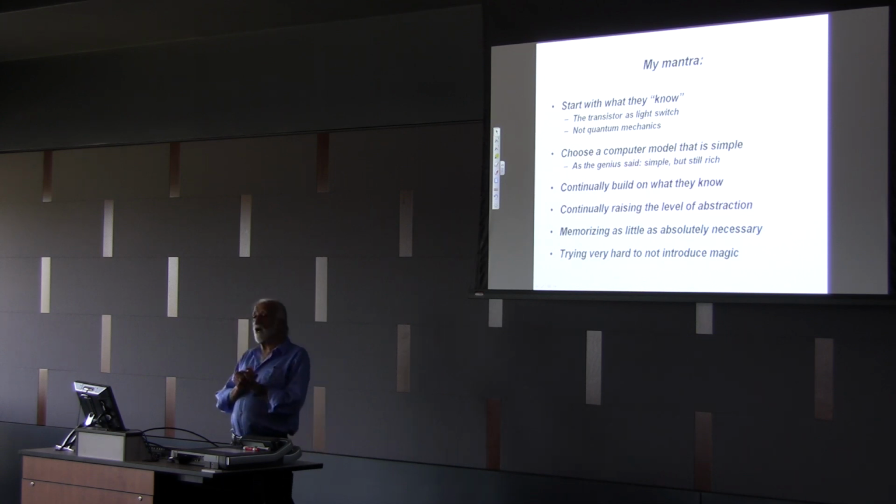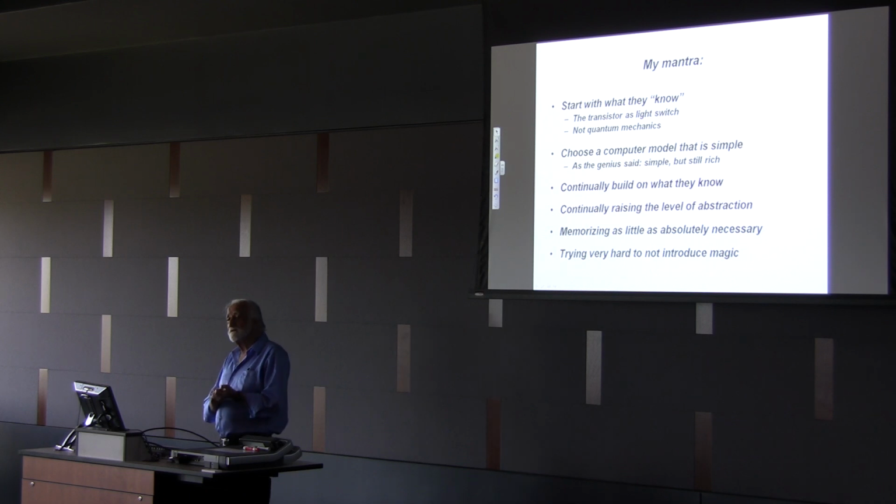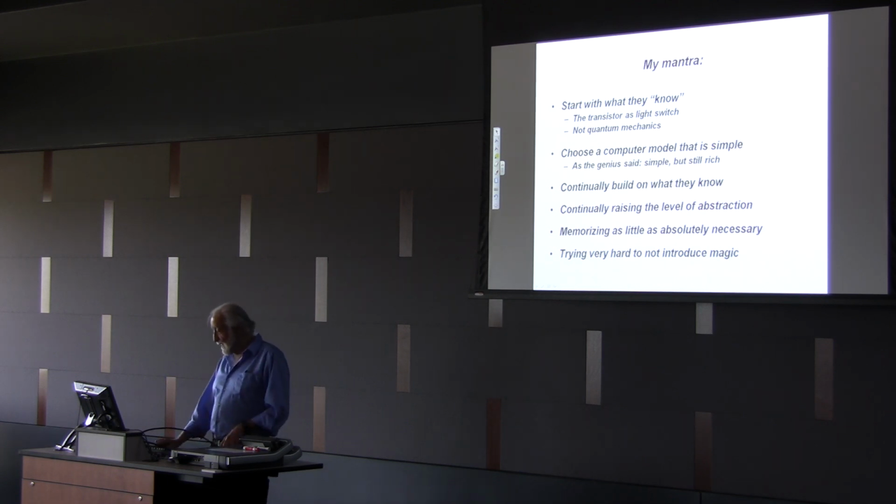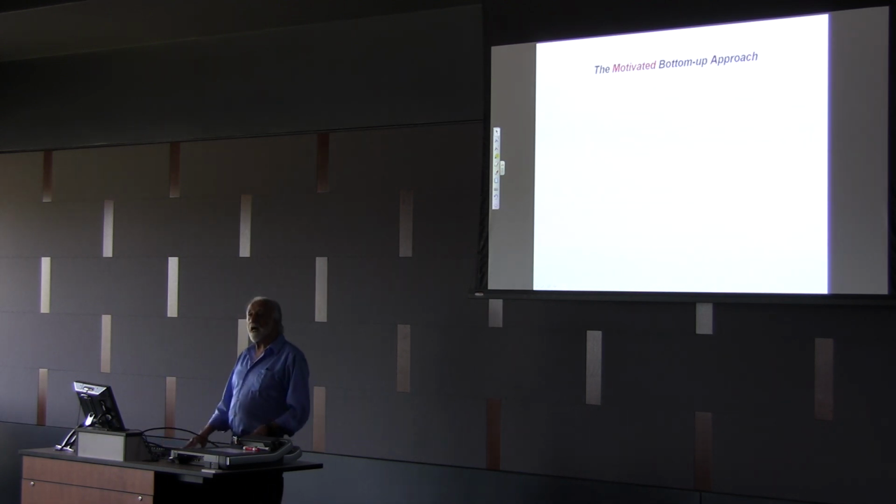So choose a computer model that is simple. As what's his name said, make it as simple as possible, but not any simpler. Continually build on what they know, continually raise the level of abstraction, memorizing only what they have to memorize, trying very hard not to introduce magic. My approach: bottom up, motivated bottom up.